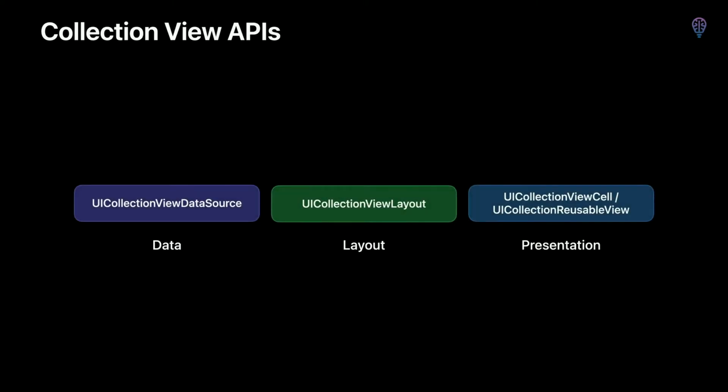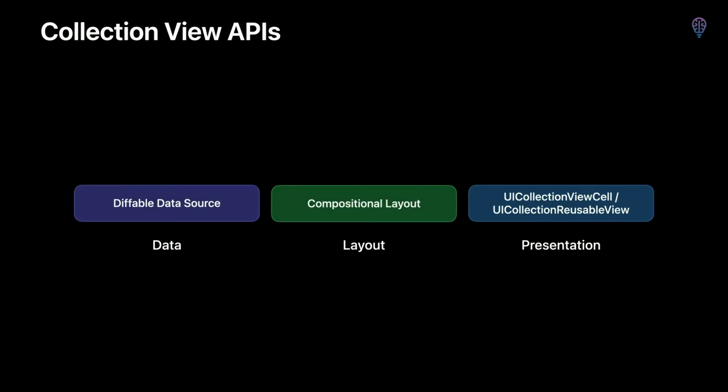When UICollectionView was first released back in iOS 6, data was managed via an index path-based protocol, UICollectionViewDataSource. And for layout, we had an abstract class, UICollectionViewLayout, and we shipped a concrete subclass, UICollectionViewFlowLayout. And on the presentation side, we published two view types, UICollectionViewCell and UICollectionReusableView.